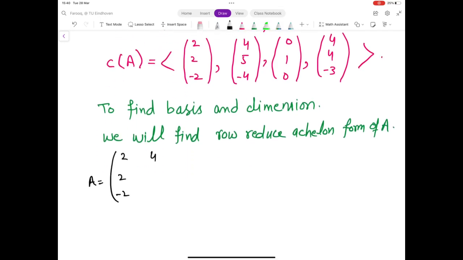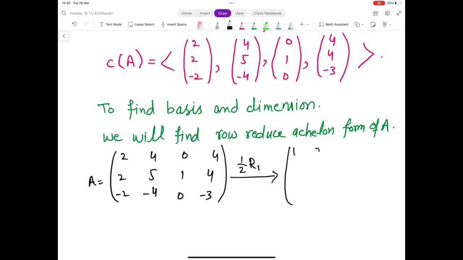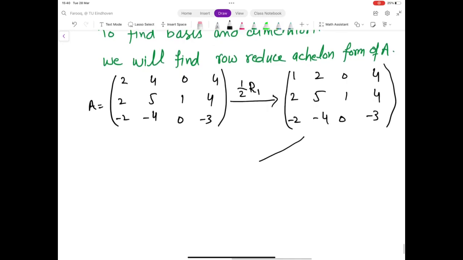First write the matrix A and divide the first row of this matrix by 2 to get 1 at the upper left corner of this matrix. In the next step, write the first row as it is and perform the row operation on the second and third row.